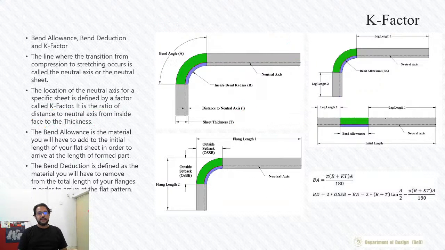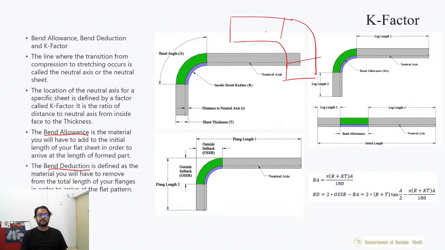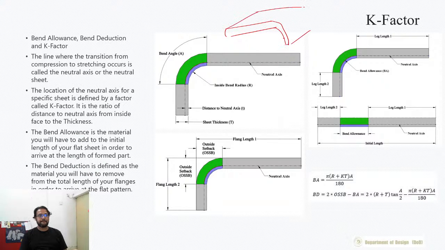Let me clear everything. Now the other two things that you need to be clear about are bend allowance and bend deduction. Let's say you have a bent piece already, and this is the part that you've made. You want to find out from this bent piece what should be the length of the blank, the flat from which I will make this part.